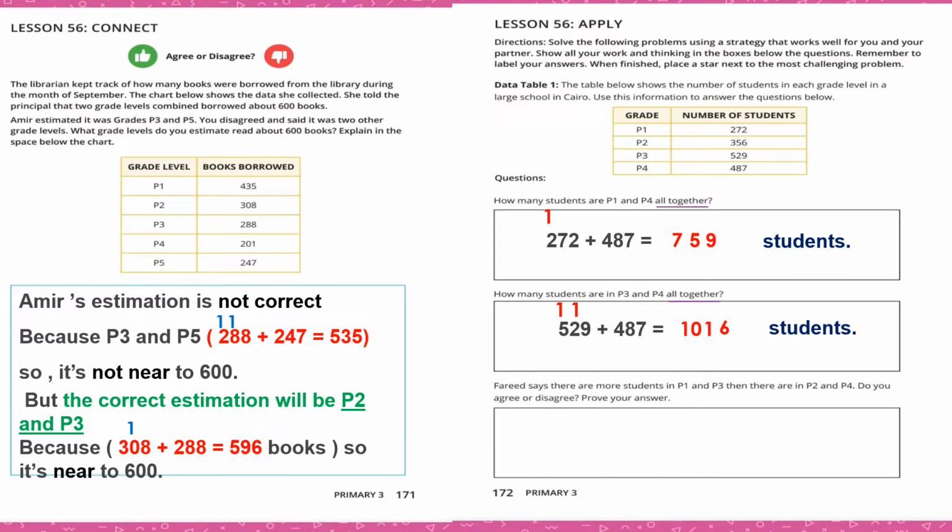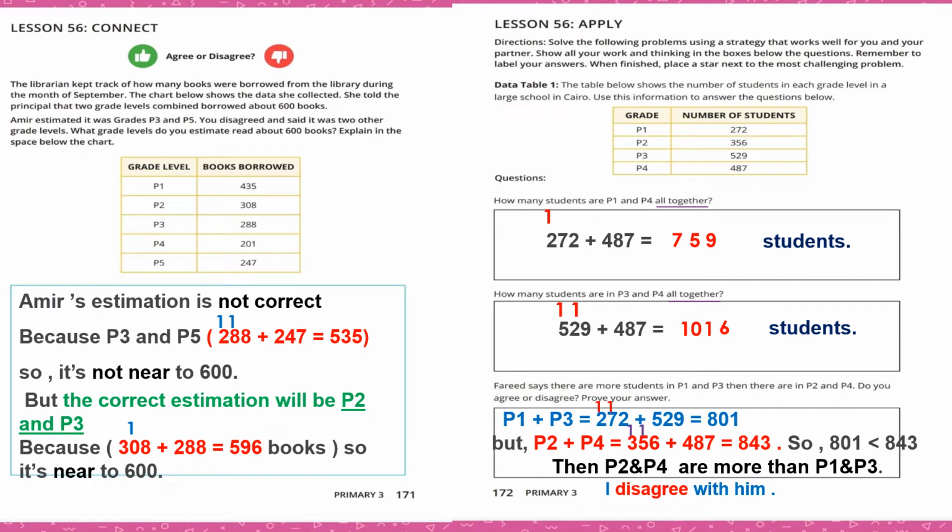The last one, Farid says there are more students in primary 1 and 3 than there are in primary 2 and primary 4. Do you agree or disagree? Prove your answer. Okay, let's find the sum of students in primary 1 and primary 3 and also get the sum of the number of students in primary 2 and primary 4 and compare between them to know which is more.